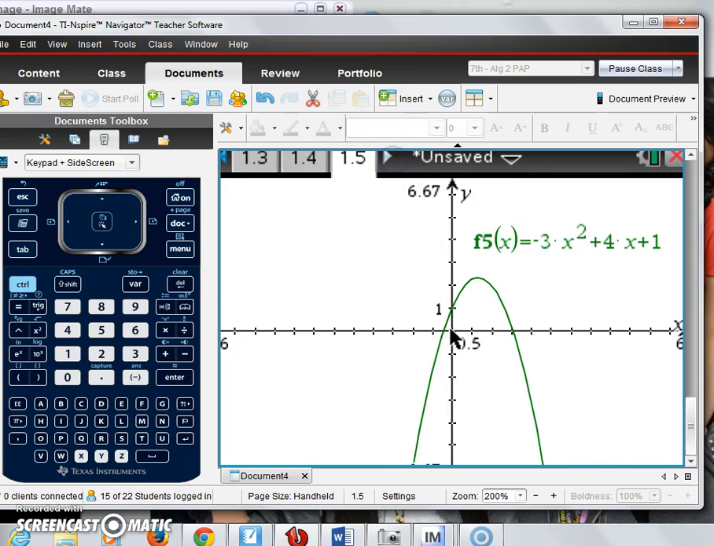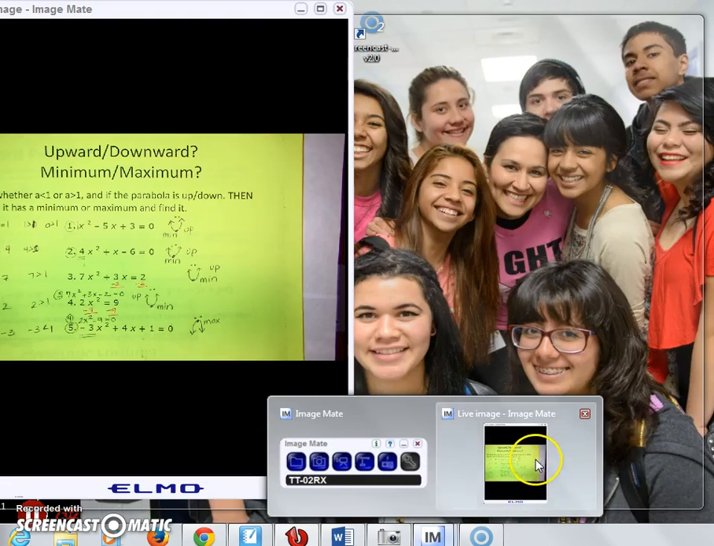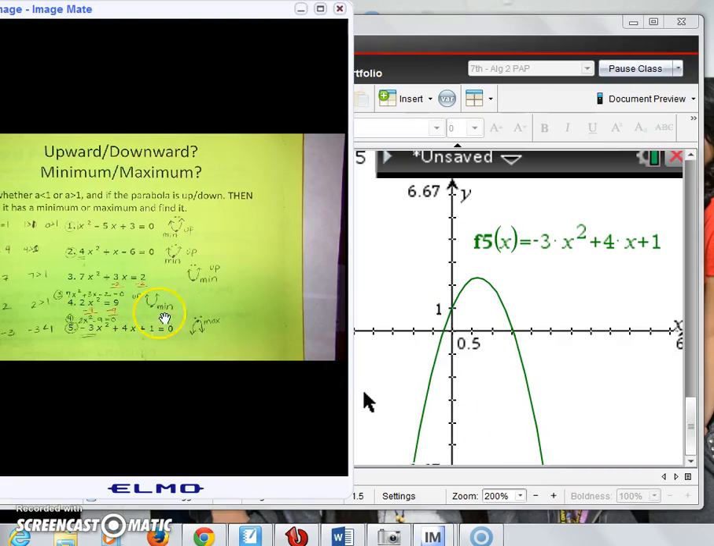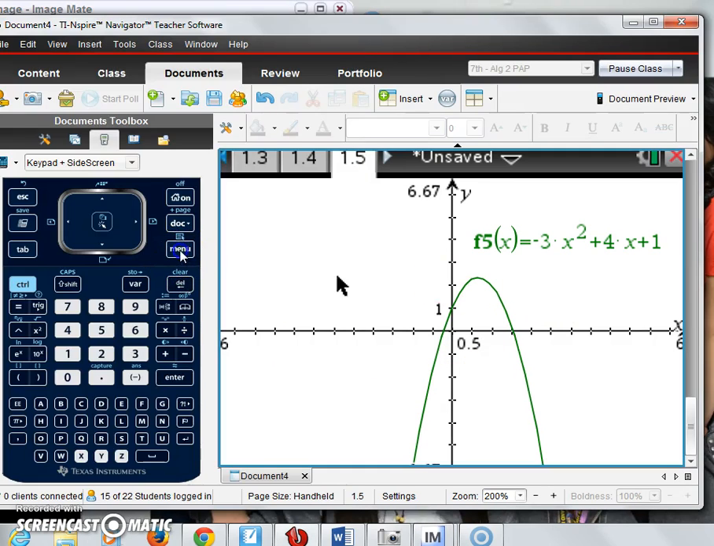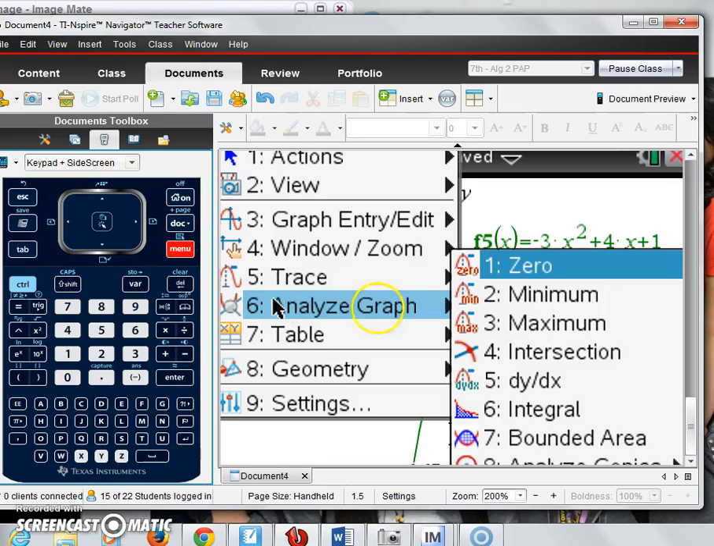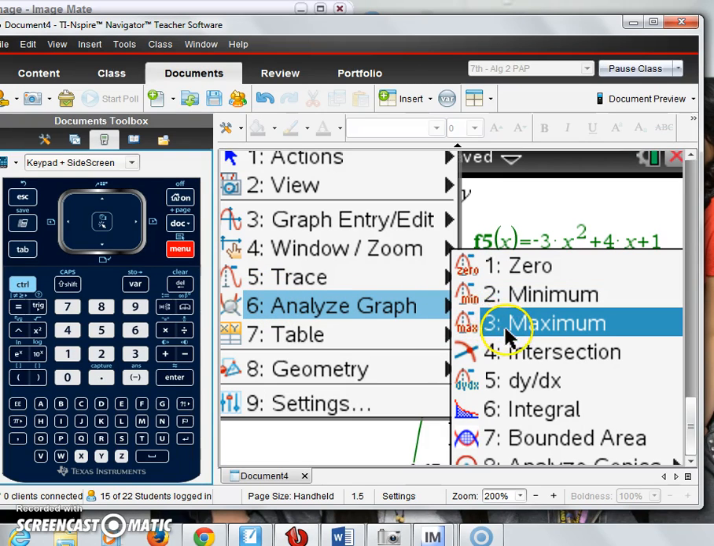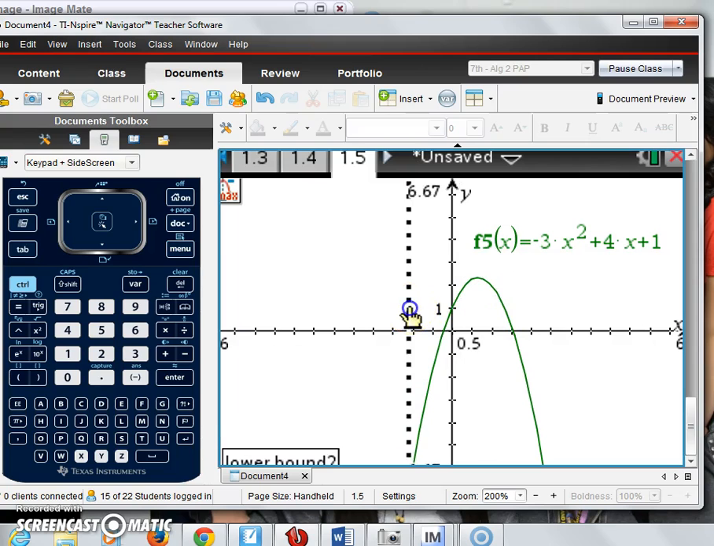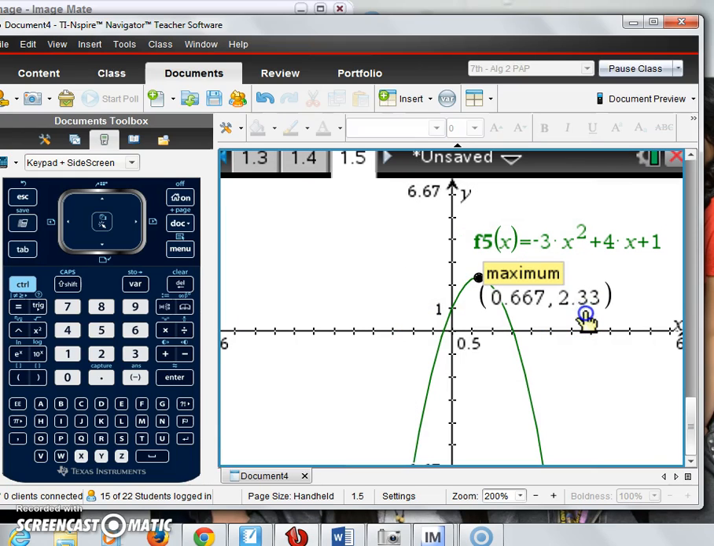Okay, and then for the very last problem, we have -3x squared plus 4x plus 1, which matches what we had said on our paper, right? We said that number 5 was going to be facing down, and it was going to have a maximum. So you're going to go to Menu, number 6, select number 3, the maximum. You're going to click to the left and to the right of your maximum point. Okay guys, so this is how you find the maximum for any quadratic function.